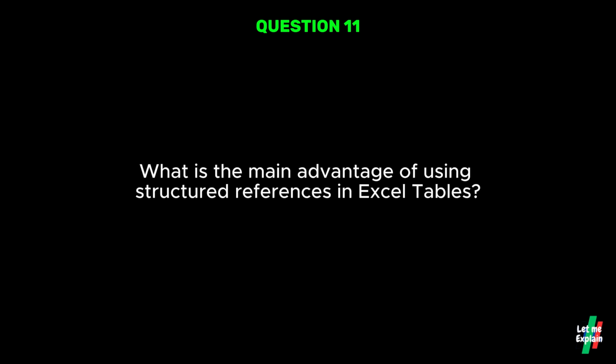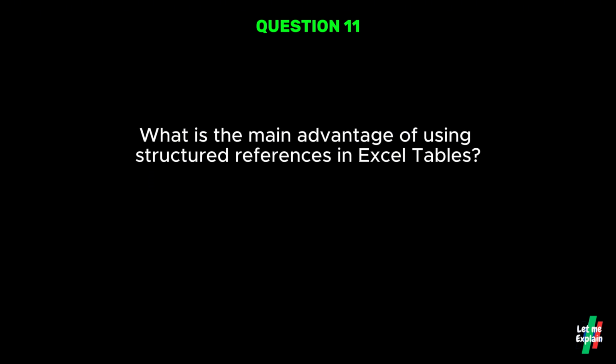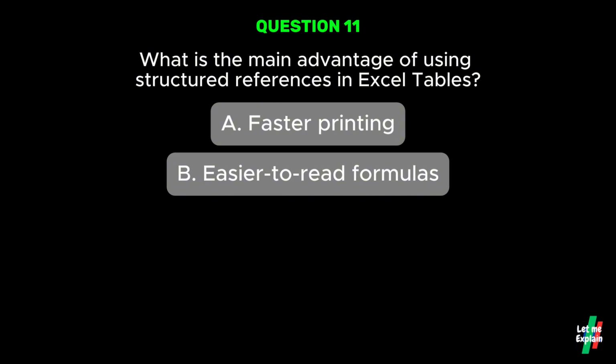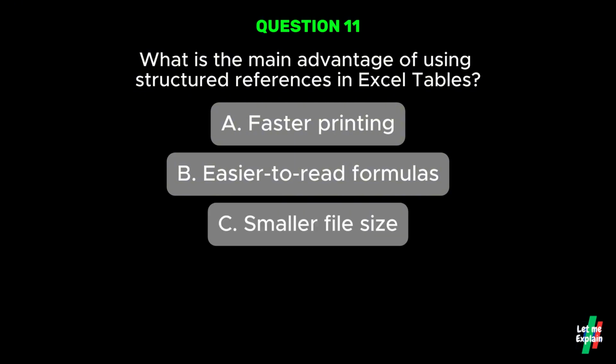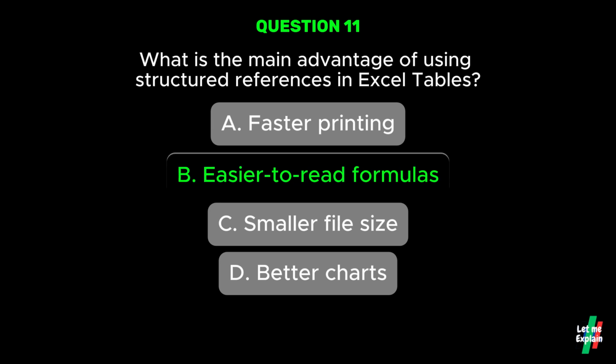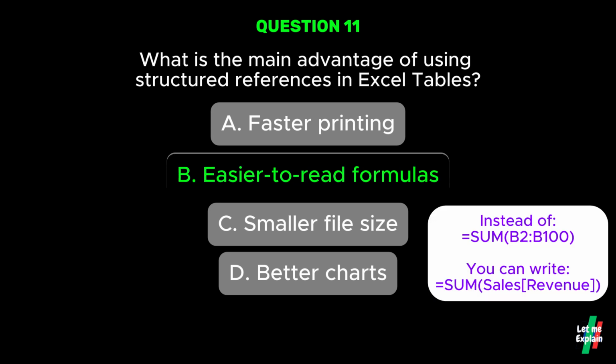Question number 11. What is the main advantage of using structured references in Excel tables? Faster printing, easier to read formulas, smaller file size, better charts. The correct answer is B. Instead of writing =SUM(B2:B100), you can write =SUM(Sales[Revenue]).